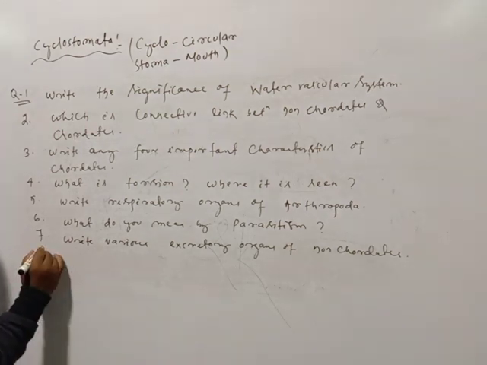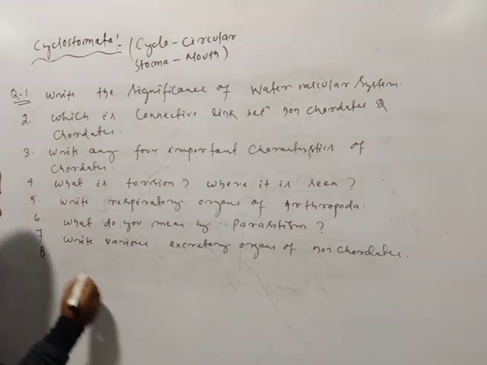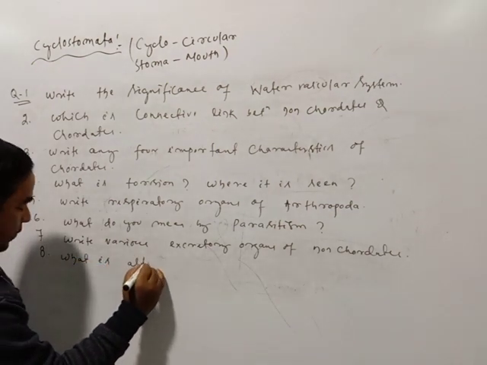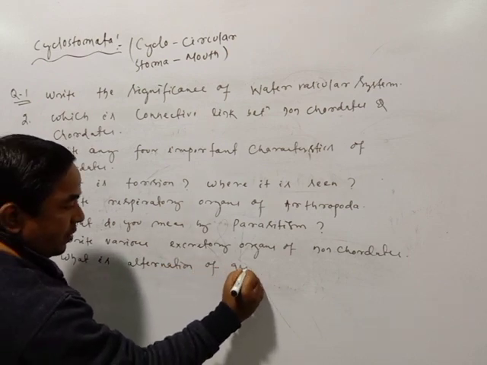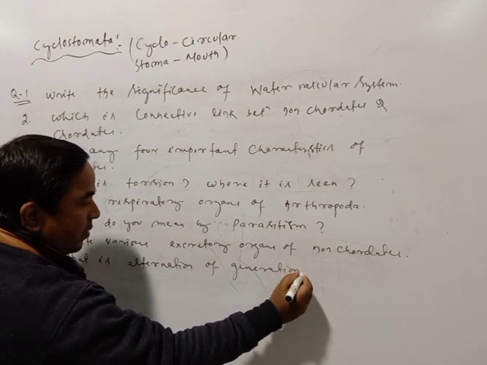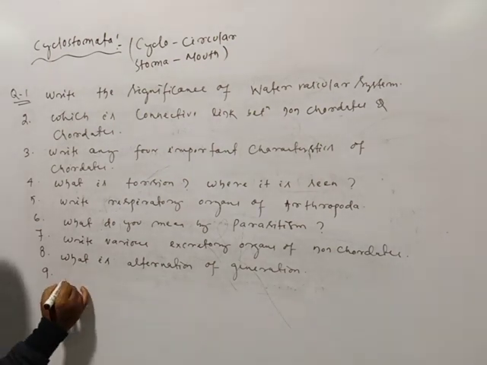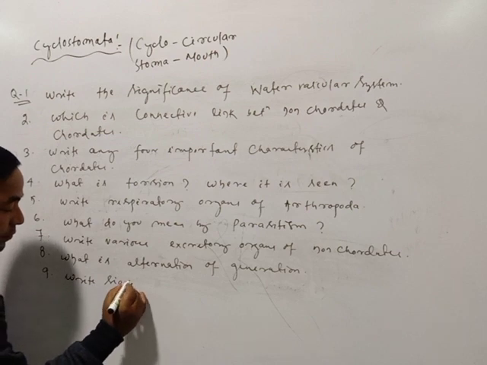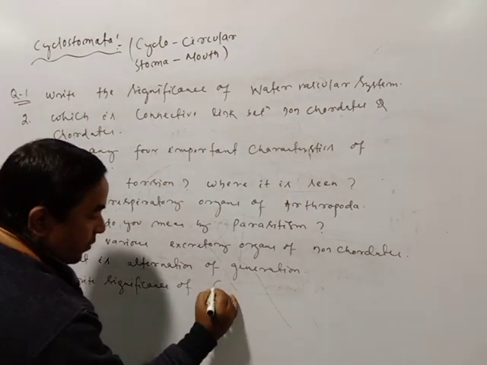Next, I'll guide you, don't worry. Excretory organs of non-chordates. Next, what is alternation of generation? Alternation of generation. Next, write significance of canal system.